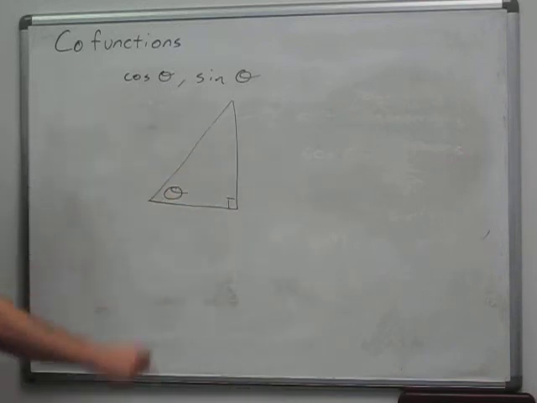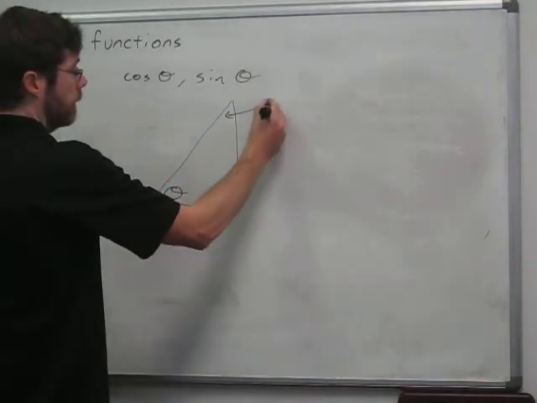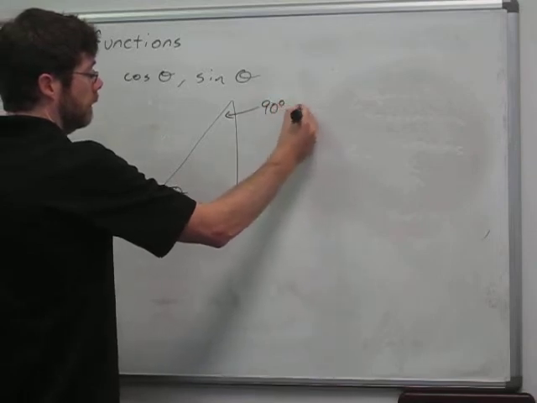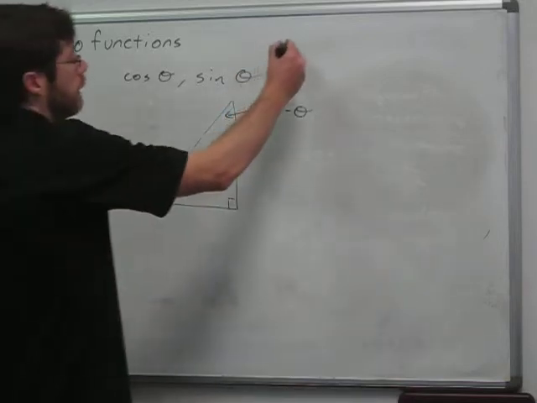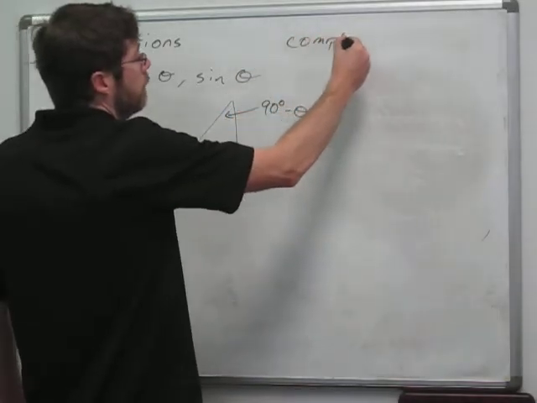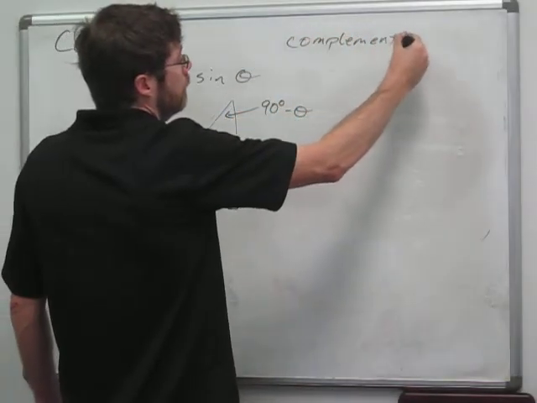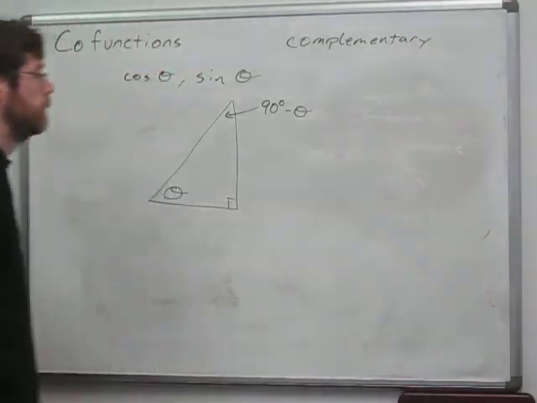The three angles in a triangle add up to 180. This right angle takes up 90 degrees of that. So this angle here must be 90 degrees minus theta, right? The two acute angles in a right triangle have to add up to 90 degrees, and because of that we call them complementary, right?